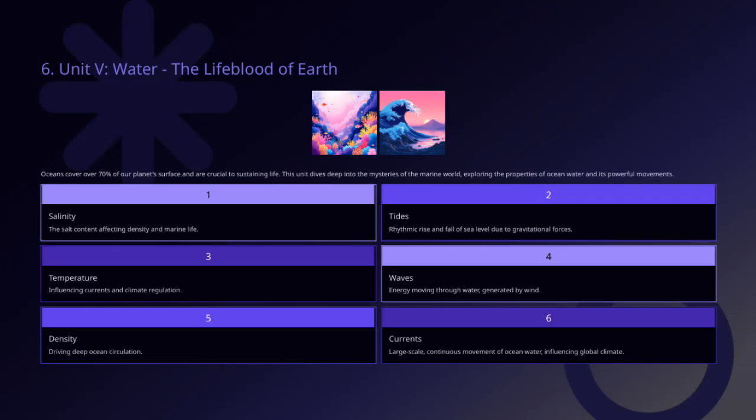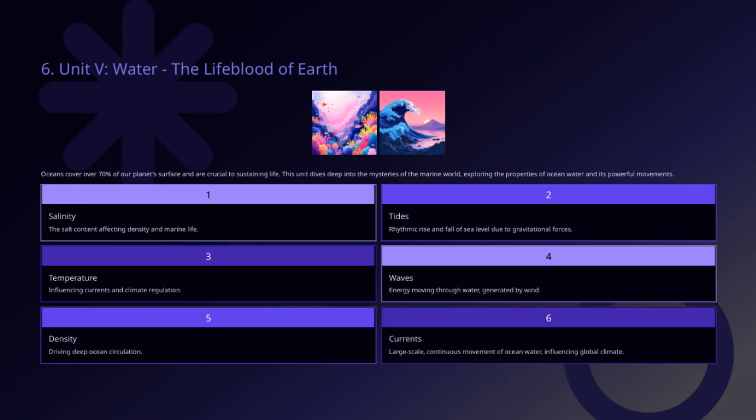Oceans cover over 70% of our planet's surface and are absolutely vital for sustaining life. In this unit, we're diving deep into the mysteries of the marine world, exploring the properties of ocean water and the powerful movements within it. One of the key concepts to understand is how energy moves through water, which creates currents. These large-scale, continuous flows of ocean water are crucial because they influence global climate patterns and help distribute heat around the planet.